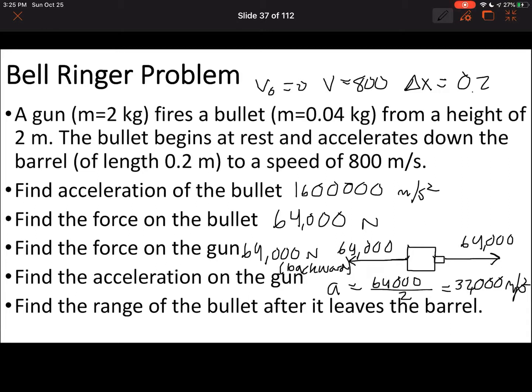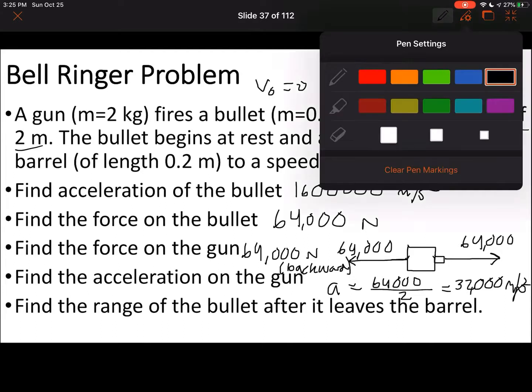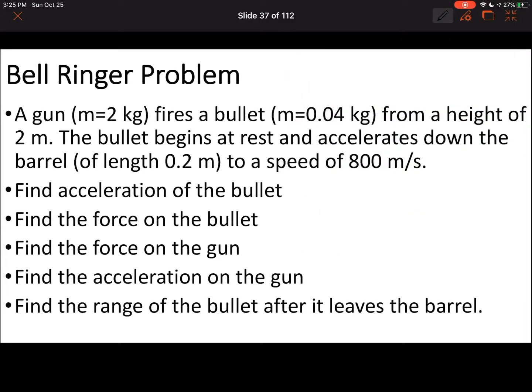Now lastly, find the range of the bullet after it leaves the barrel. Well, now we just turn this into a projectile motion problem. We were told that the height of this was 2 meters. I'm going to clear all of this to make some room here. So now this is really just a bullet traveling horizontally. We are asking ourselves, how long is it going to take to fall this vertical distance of 2 meters? Using t-fall here, I'm going to find the time it takes to reach the ground. So 2 times 2 divided by 10 and take the square root of it.